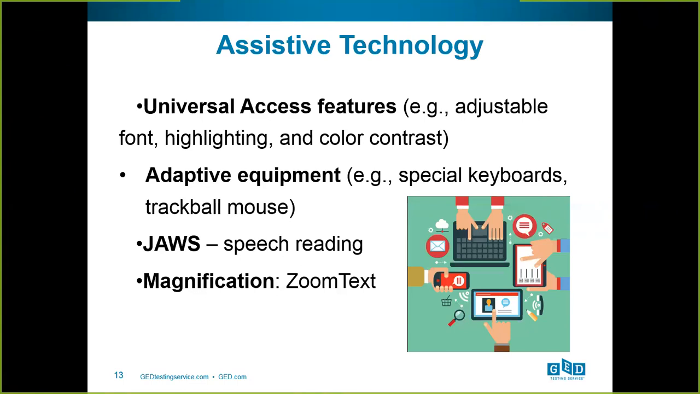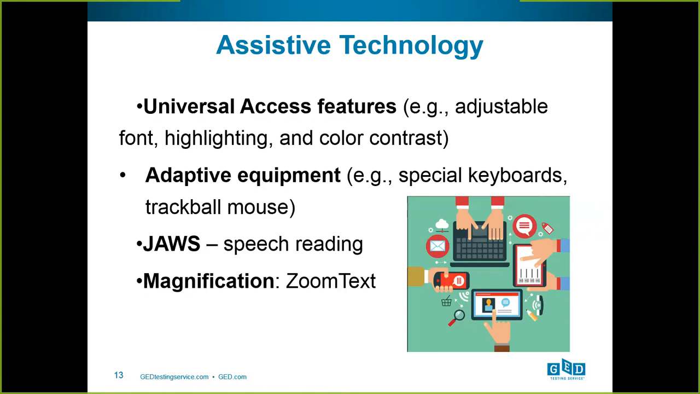Then we have adaptive equipment. We have all kinds of equipment here. Some examples are special keyboards and trackball mice, but we have lots of other equipment available. We provide it, we ship it to the testing center, and it's there for the candidate when they come to test. When the candidate is finished, the testing center ships it back to us. Again, no charge to the candidate.